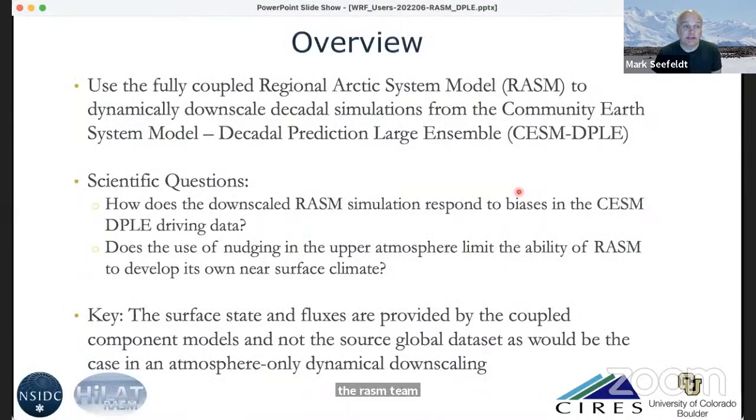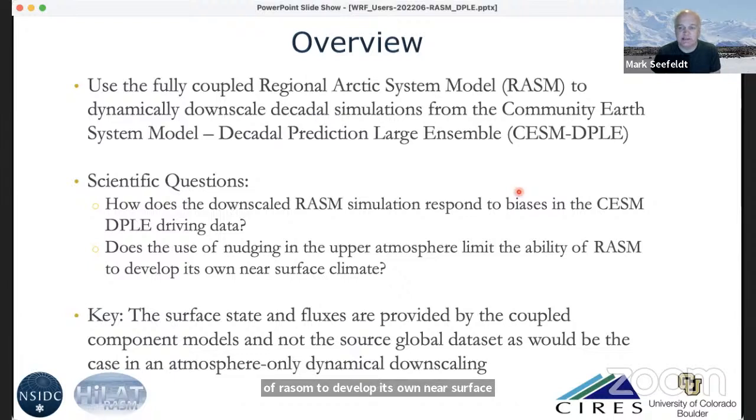For this study, we're looking at a fully coupled Regional Arctic System Model, or RASM, to dynamically downscale decadal simulations from the Community Earth System Model Decadal Prediction Large Ensemble. We're pursuing two scientific questions. How does the downscaled RASM simulation respond to biases in the CESM DPLE driving data? And the second question is, does the use of nudging in the upper atmosphere limit the ability of RASM to develop its own near-surface climate?